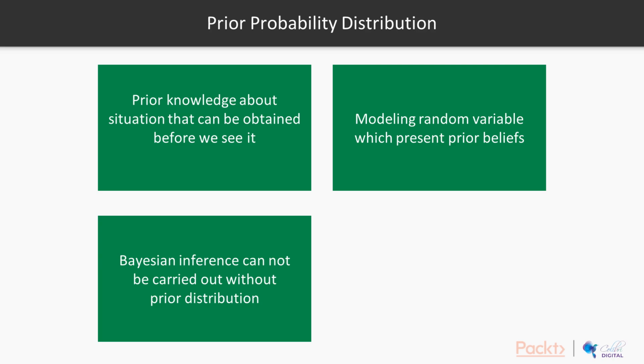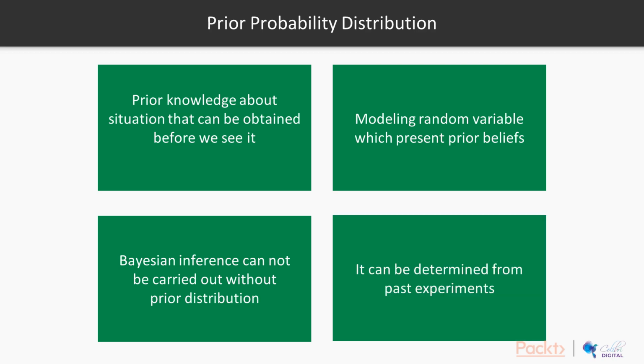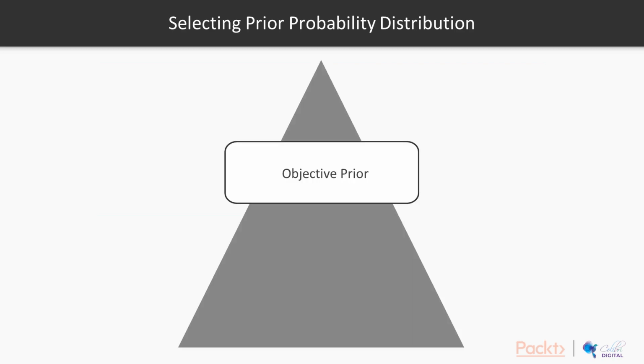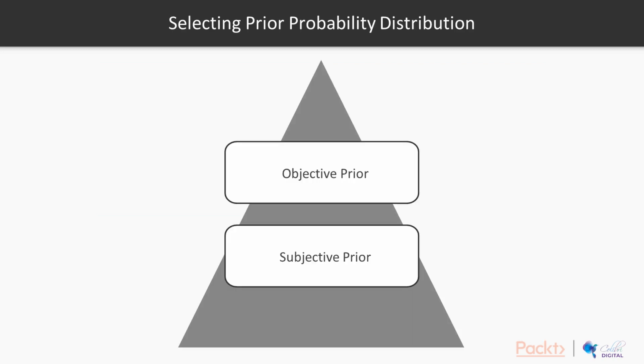Multiplying the prior distribution and the likelihood function together leads to the posterior distribution of the parameter. In Bayesian inference, we must choose a prior distribution, then apply data to get our posterior distribution. We cannot carry out any Bayesian inference or perform any modeling without using a prior distribution. A prior can be determined from past information such as previous experiments. So we have two types of priors. One is objective and the second is subjective.